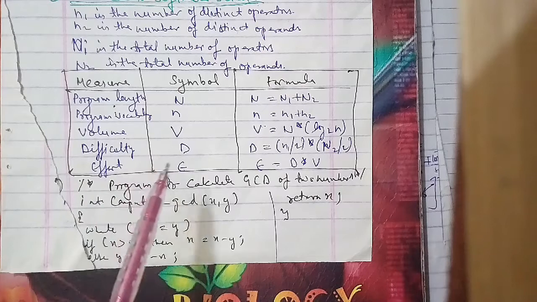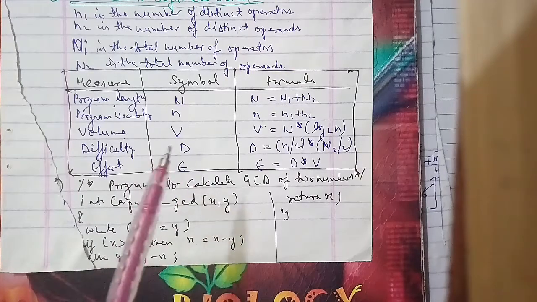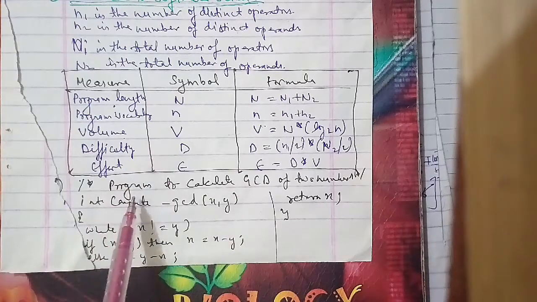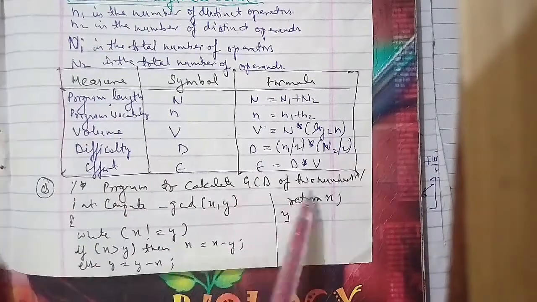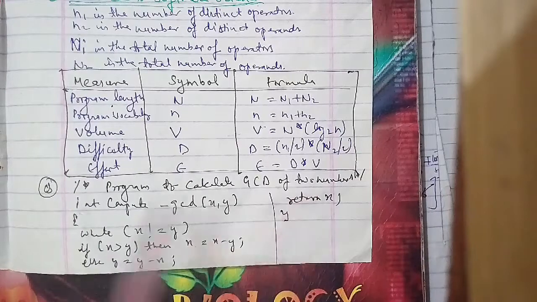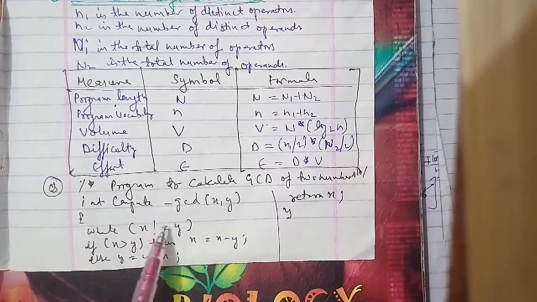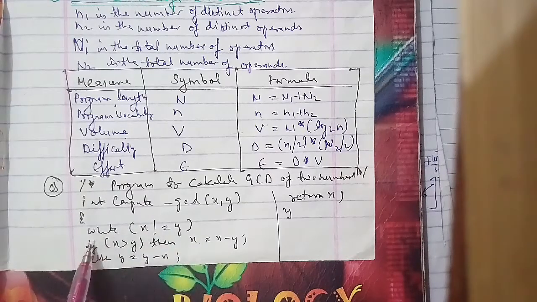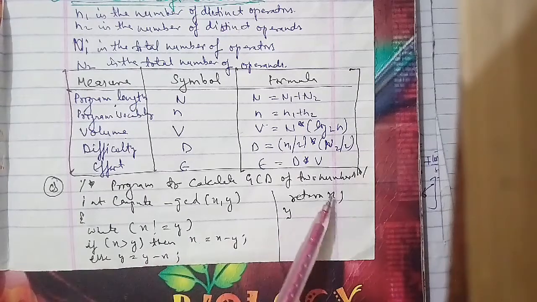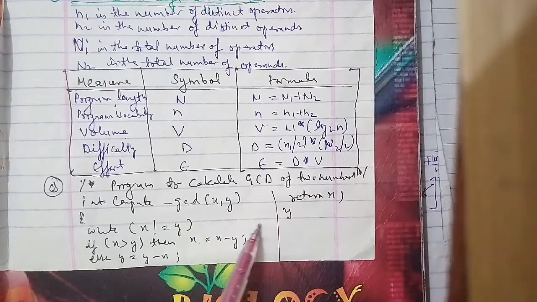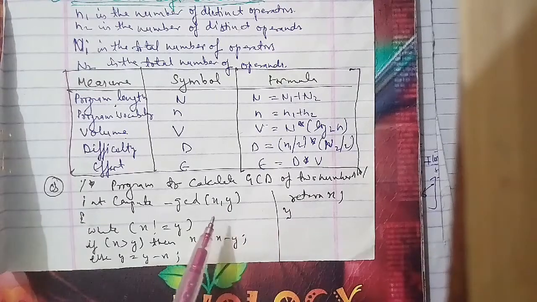Now the operators and their occurrences: int occurs 1, small bracket occurs 3, curly bracket 1, comma 1, while 1, if 1, then 1, not equal 2, minus sign 2, greater than 1, else 1, return 1, compute 1, GCD 1, x is 7 and y is 6, and semicolon is 3.